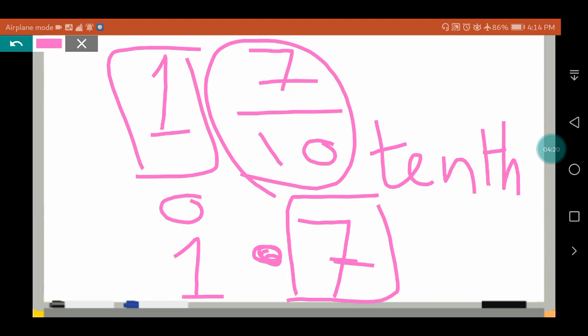Okay, now you know what is the meaning of decimal point, or decimal number. This number now, 1.7, is called a decimal because this number contains a decimal point. We go back to our lesson.